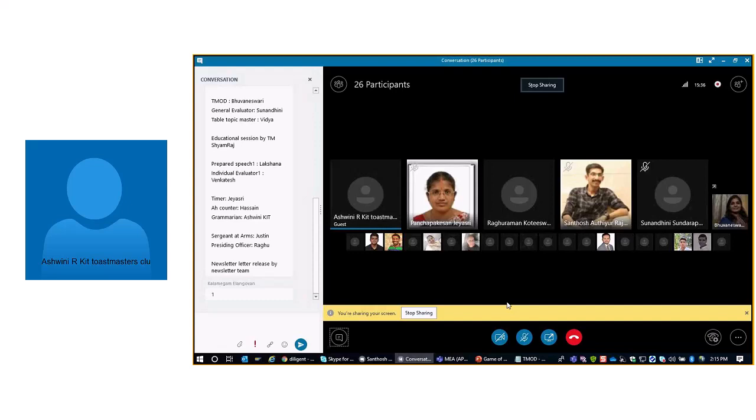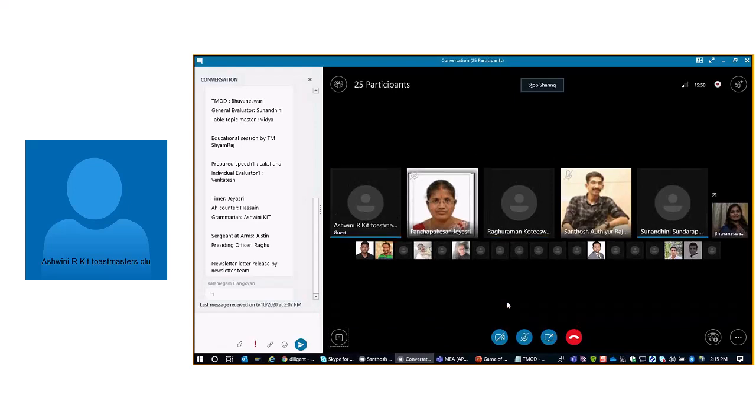Whenever the speaker uses the word of the day in his or her speech, kindly acknowledge them with the thumbs up sign. I'll give my report at the end of the meeting. Over to the general evaluator, Toastmaster Sunandini. Thank you, Toastmaster Ashwini. Today I'll be evaluating each and everything that happens in today's meeting with the help of my tag team. I'll submit my report at the end of the session. Over to TMOD.